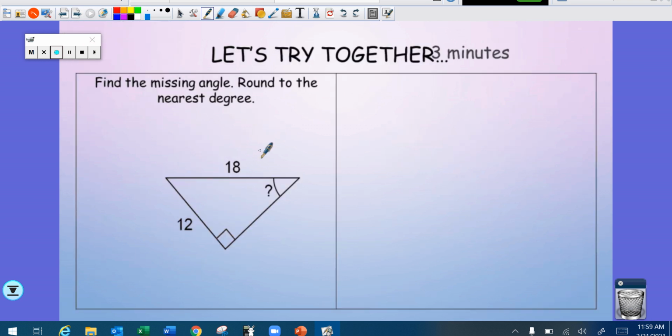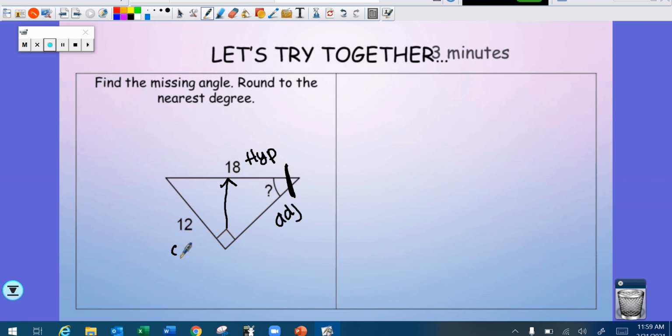So let's go over this one together and then we'll go from there. It says find the missing angle, round to the nearest degree. Okay, so now we're trying to find an angle. We're still going to label the sides exactly the same. This is HYP. This is the angle I'm looking for. So this is the adjacent, and this over here is the opposite.